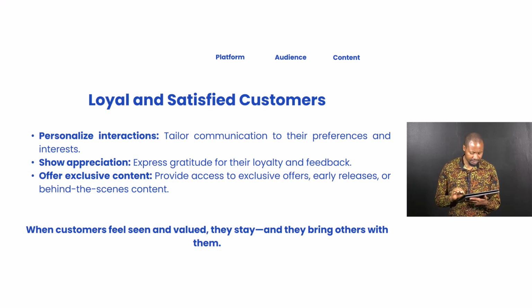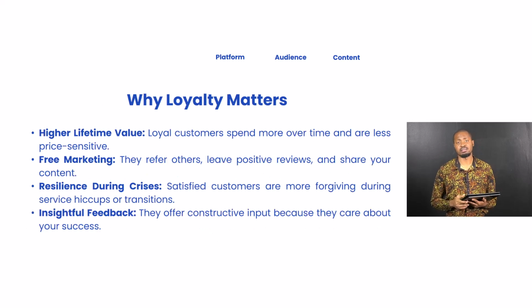And I added here why loyalty matters, in case you are not treating your loyal customers well. One, it gives a higher lifetime value. In marketing, that's what we call the lifetime value of a customer. If you have a customer that has been with you for 5 years, you can calculate the sales that you've made through them. You actually realize that you've made a lot of money through these customers.